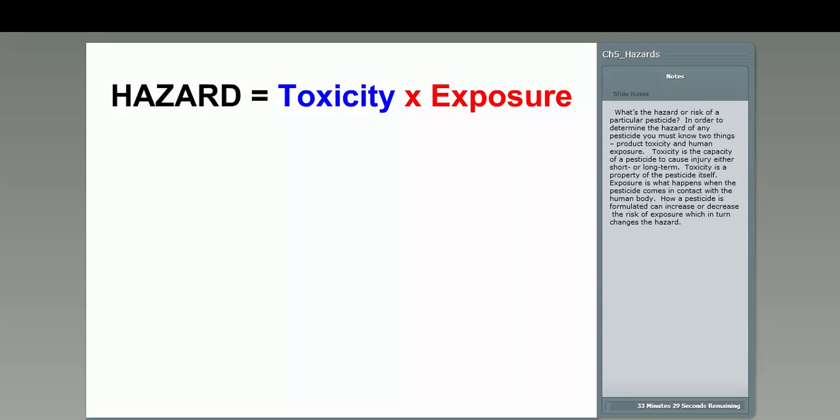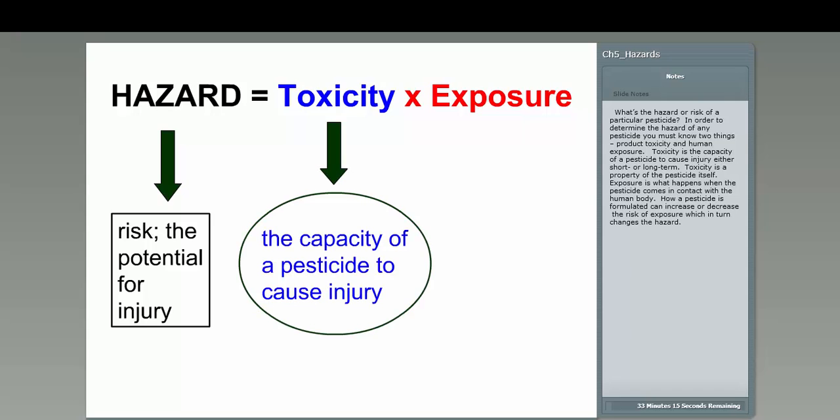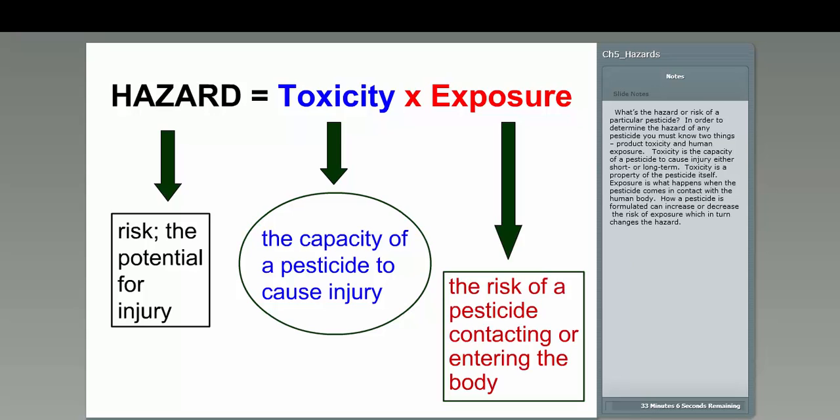What's the hazard or risk of a particular pesticide? In order to determine the hazard of any pesticide, you must know two things: product toxicity and human exposure. Toxicity is the capacity of a pesticide to cause injury, either short or long term. Toxicity is a property of the pesticide itself. Exposure is what happens when the pesticide comes into contact with the human body. How a pesticide is formulated can increase or decrease the risk of exposure, which in turn changes the hazard.